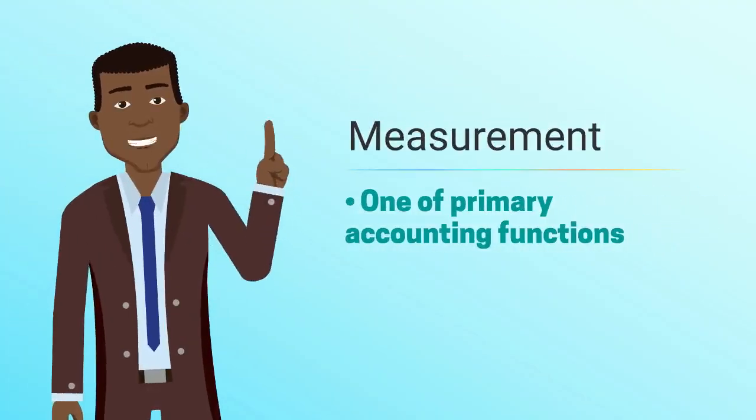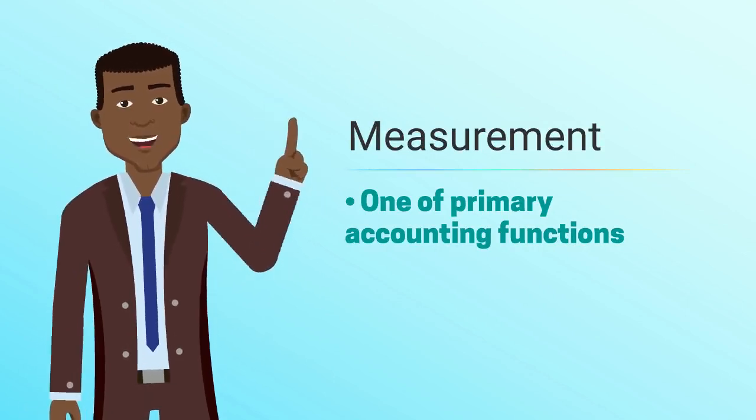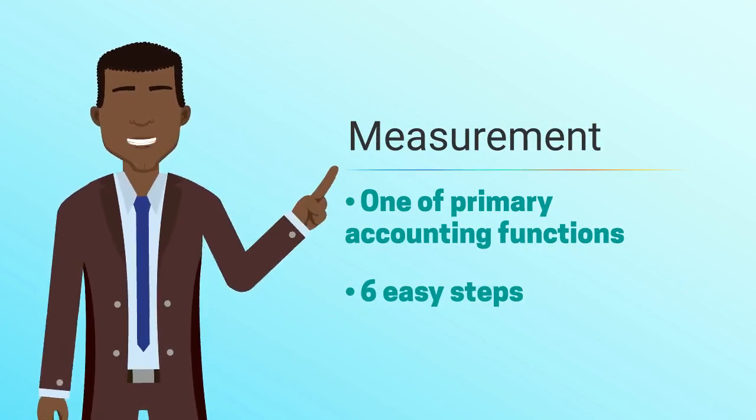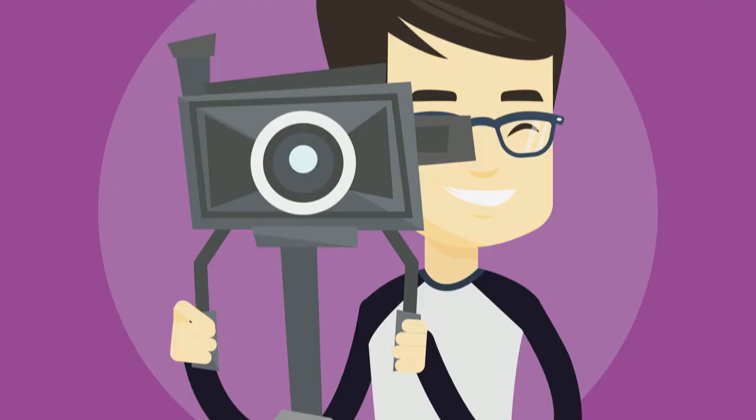The first primary accounting function is measurement. We want to measure and record all business transactions that impact the accounting equation. We can break this measurement process down into 6 easy steps. Let's use an example to work our way through these steps. Assume you work for a photography store and have purchased some additional cameras to sell in the store. You haven't paid for them yet, and they cost a total of $5,000.